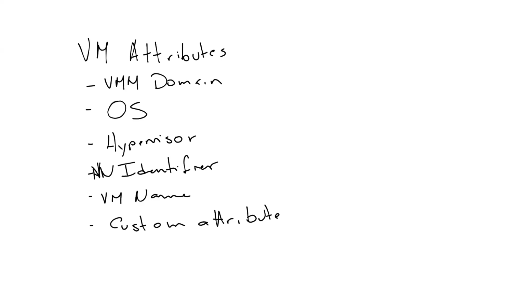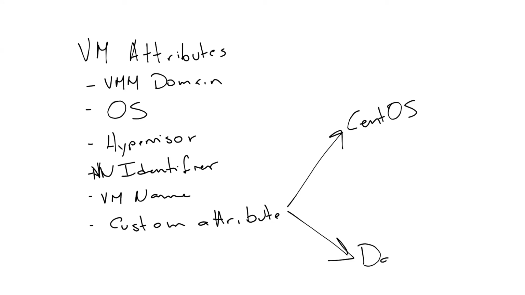With the custom attribute, you can actually tell ACI, hey, I want to microsegment any virtual machine that has the CentOS operating system, but that only belongs to data center number 3. So only the virtual machines that meet these two parameters are going to be microsegmented into a different EPG.